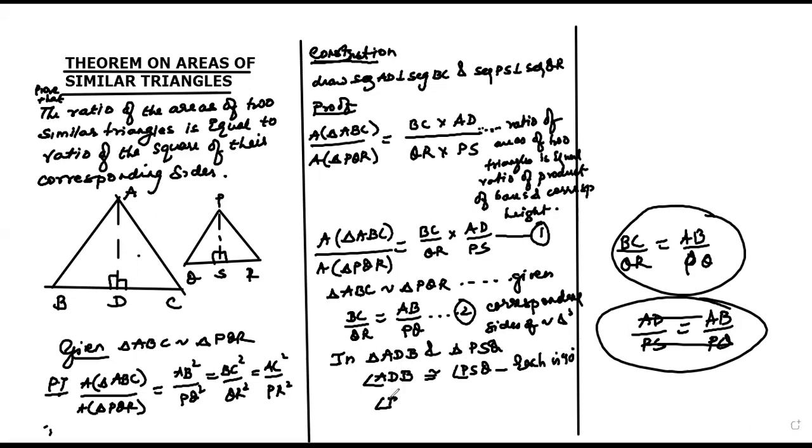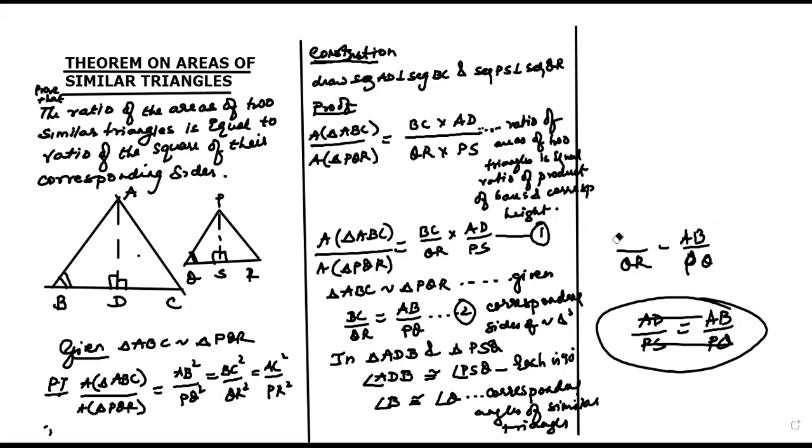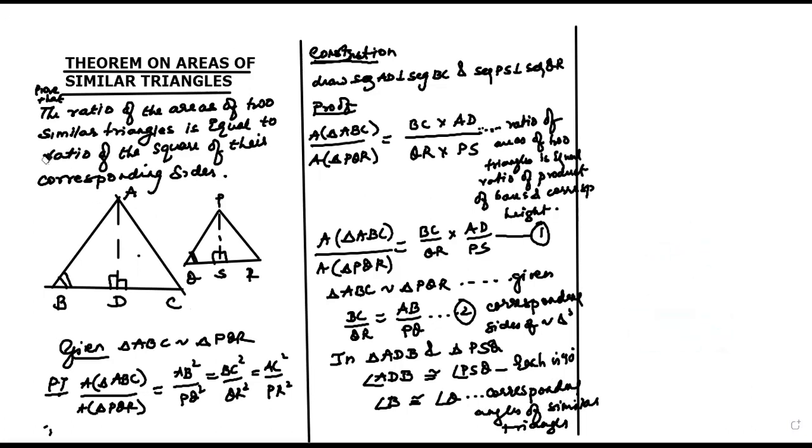But what about angle B? Angle B is congruent to angle Q. I can say it because they are corresponding angles of the big similar triangles. The big triangles are similar, so the corresponding angles of similar triangles are congruent. So naturally, I can say both the small triangles, triangle ADB is similar to triangle PSQ by AA test. Both these triangles are similar by AA test.